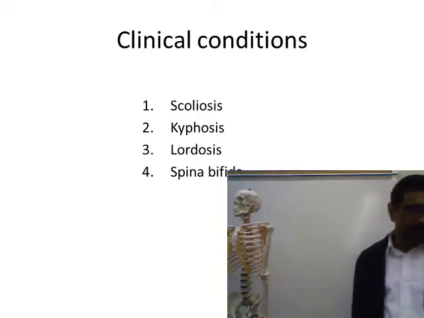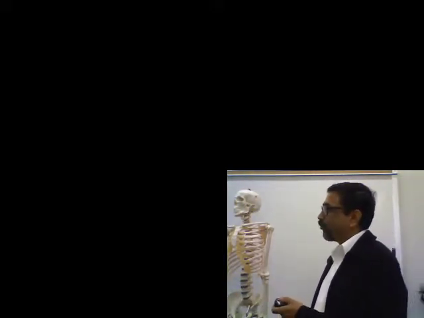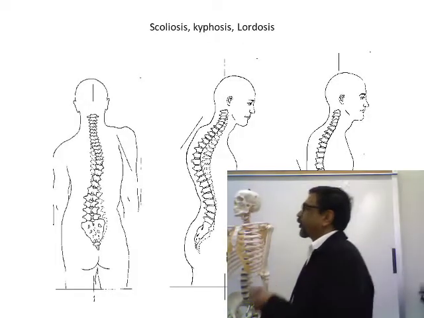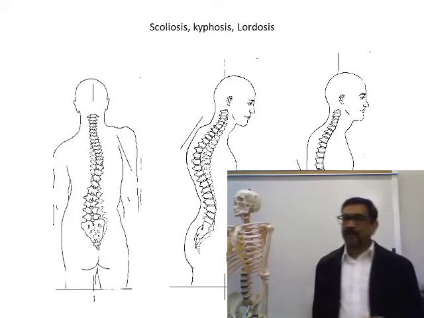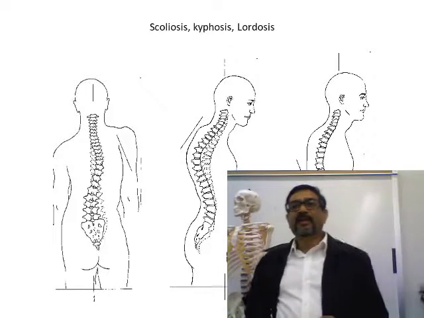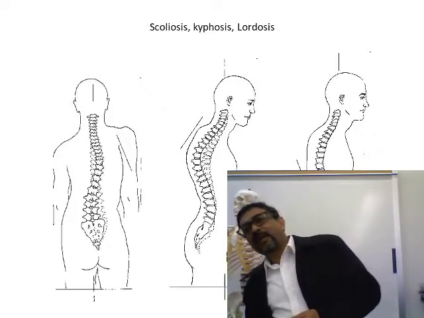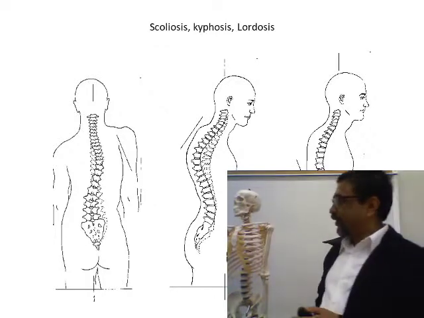So first we'll see those three, and then we'll talk about another clinical condition related to the vertebral column, that is called spina bifida. So here you see scoliosis, kyphosis, and lordosis. If the vertebral column is bent sideways like this, that is scoliosis.